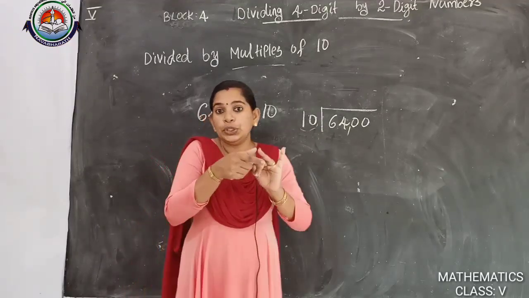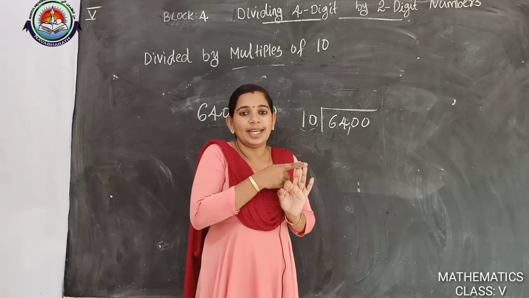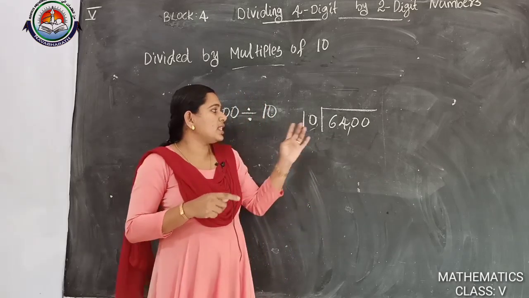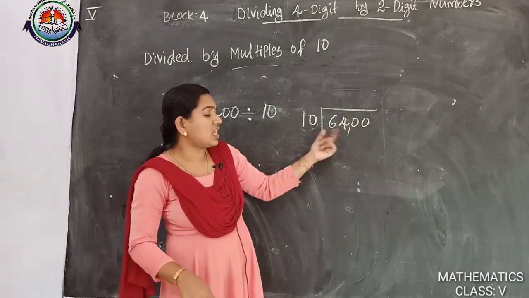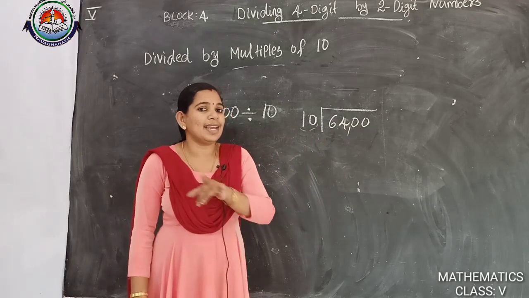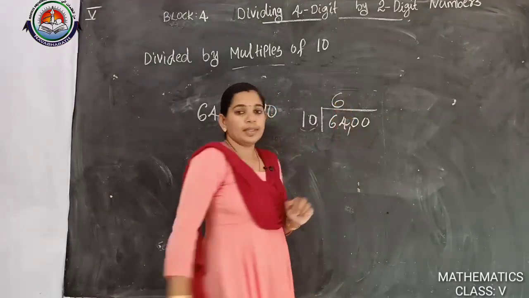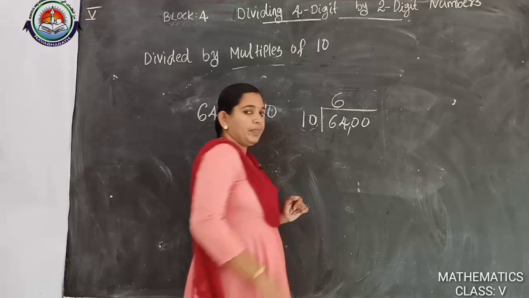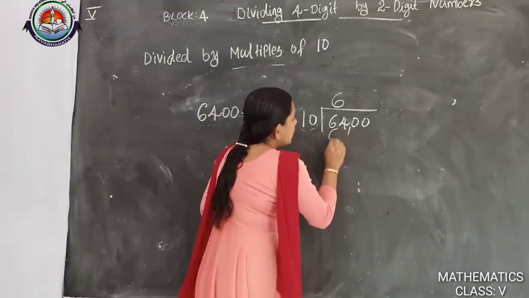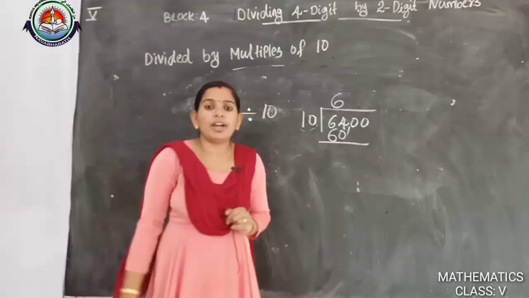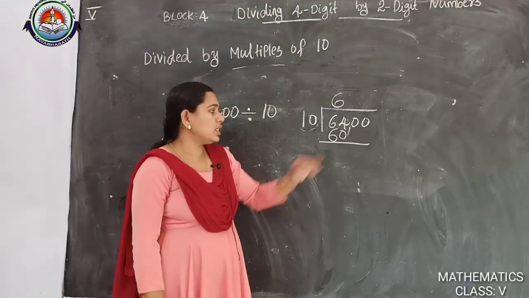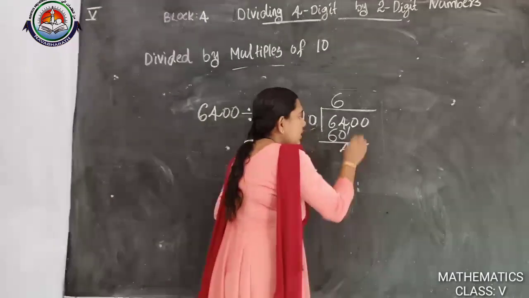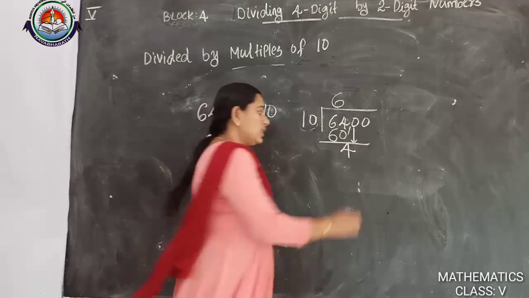1 ten is 10, 2 tens 20, 3 tens 30, 4 tens 40, 5 tens 50, 6 tens 60, and 7 tens 70. Here not 70. So how many tens are there? Yes, 6 tens are there. In 64, how many tens? 6 tens. 6 into 10 is 60. Very good. Then after that what do we do? Yes, subtract. 64 minus 60 is 4. The next digit is 0. You put 0 here.